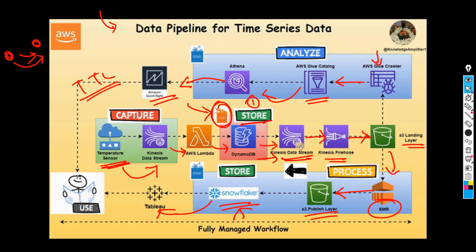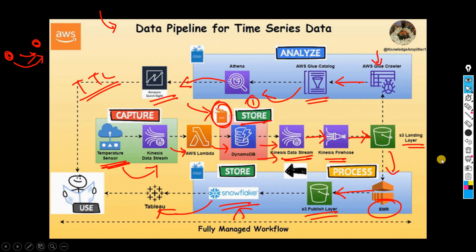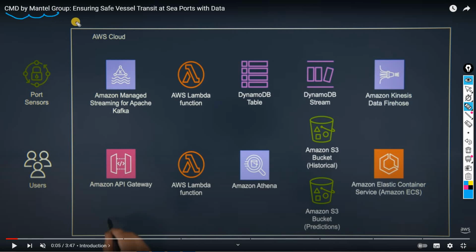Another example, let me show you, and this is from AWS. This is from my architecture videos. So here this particular company is helping their client ensure safe vessel transit at seaports with data. Okay, let's not go deep into the business aspect. Let's try to understand how they have maintained that hot storage and cold storage separation, and how eventually they are moving their hot data to cold storage, right?